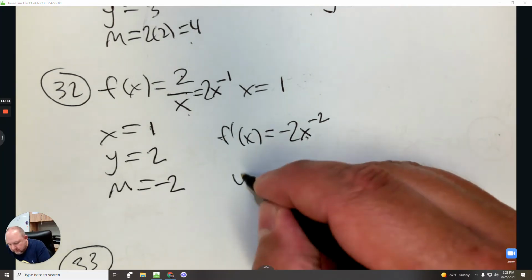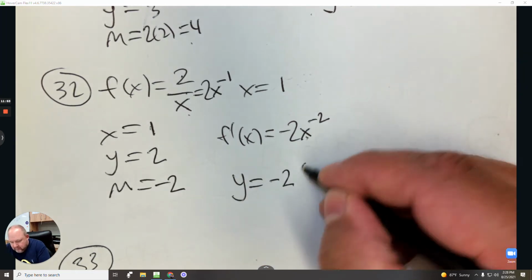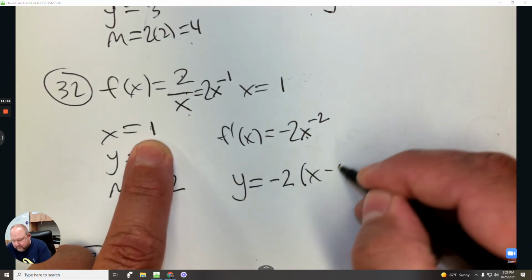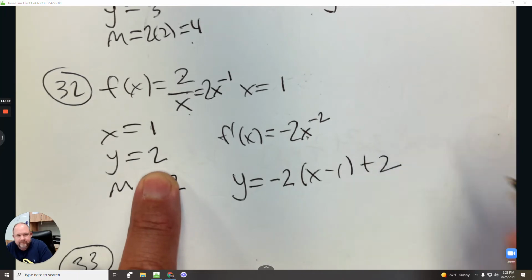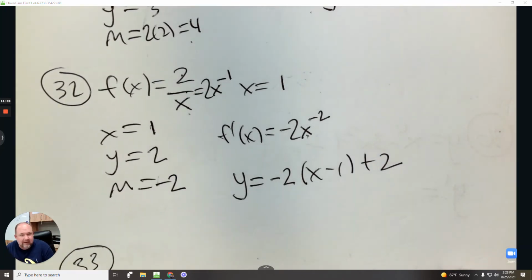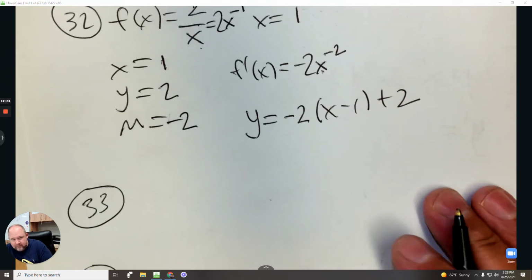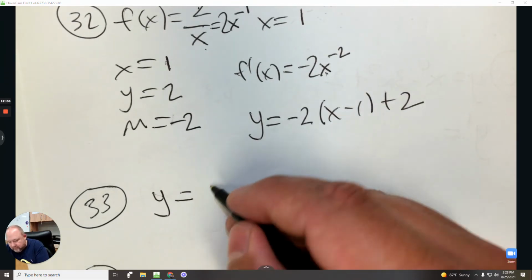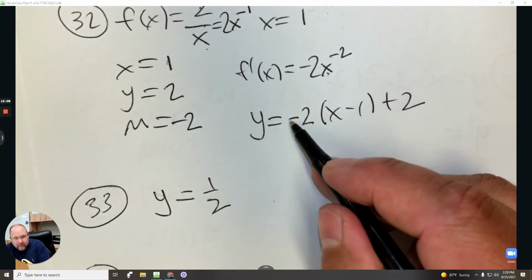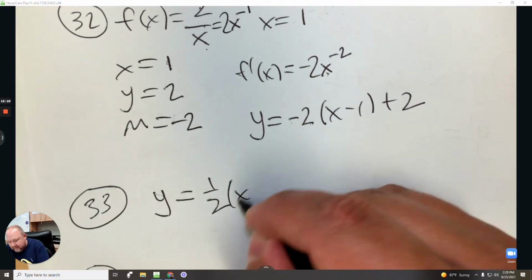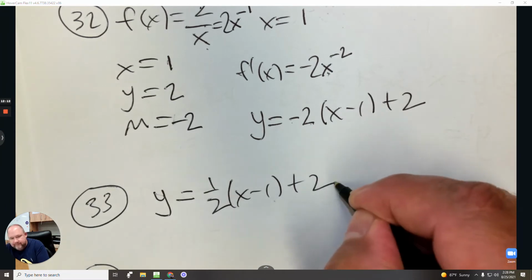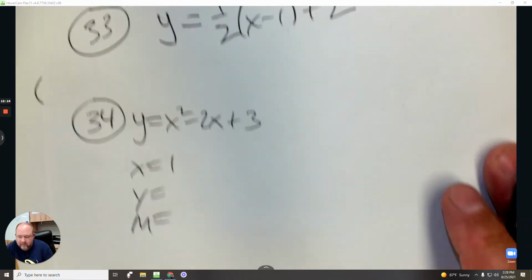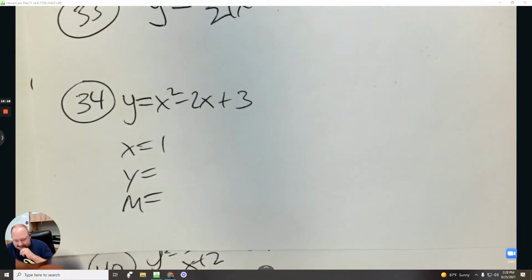And then the line would be y equals negative 2 times (x minus 1) plus 2. Number 33 asks for the normal with all the same stuff. So all I have to do for the normal is the opposite, which is positive, and the reciprocal. So opposite, reciprocal, everything else is the same. Again, press pause. Write down the next one, pause.